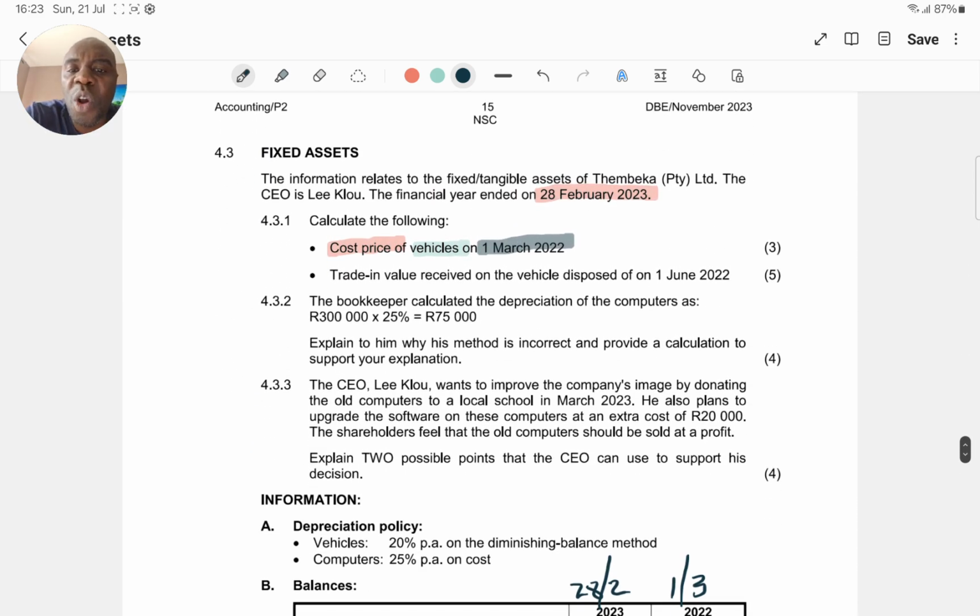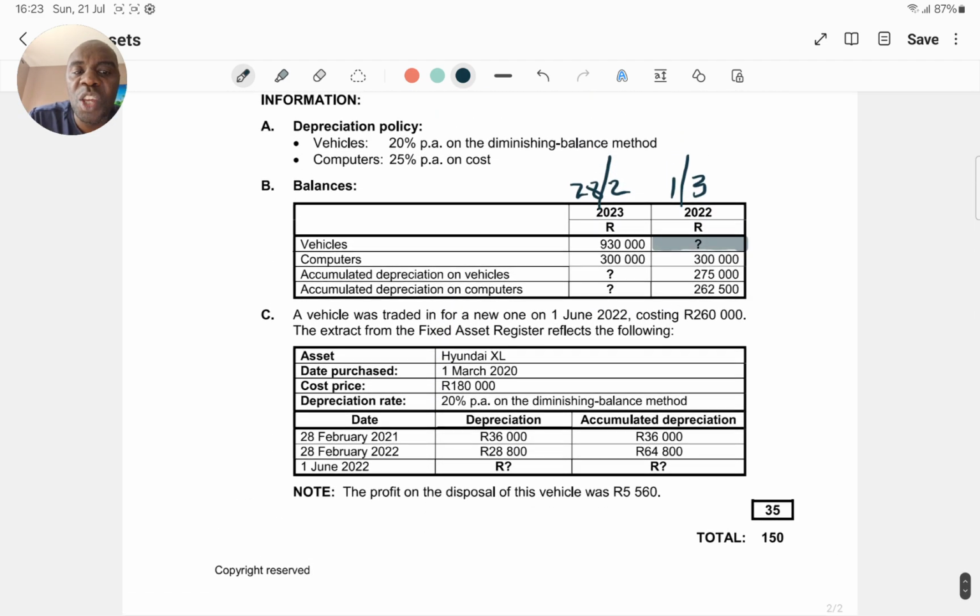We are expected to calculate the cost price of vehicles at the beginning of the year. What information do we have? We are given the cost price of vehicles at the end of the year, that is 930,000. We are given this 930,000 at the end of the year, and we are expected to calculate the cost price of the vehicles at the beginning of the year. Let's gather all the information that we need. What else do we have?